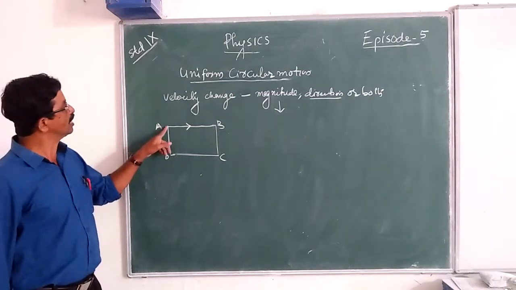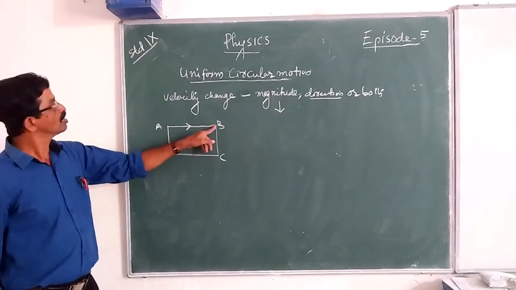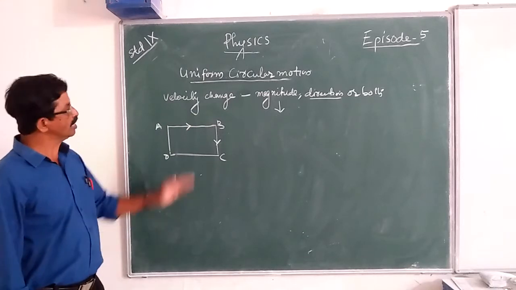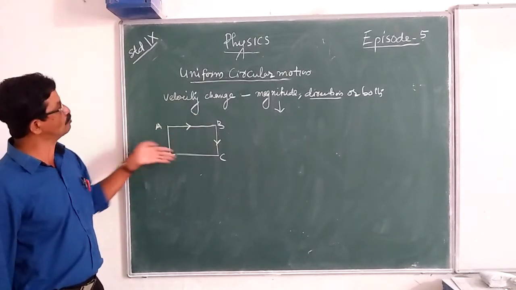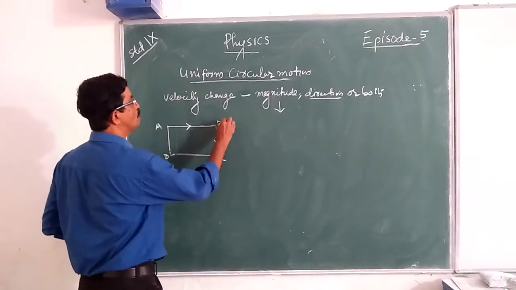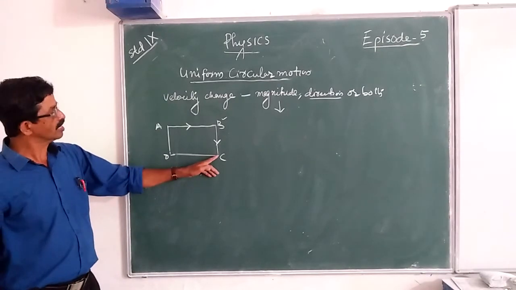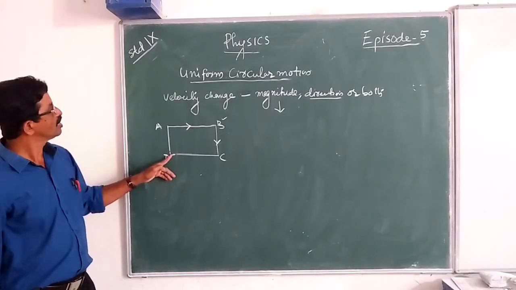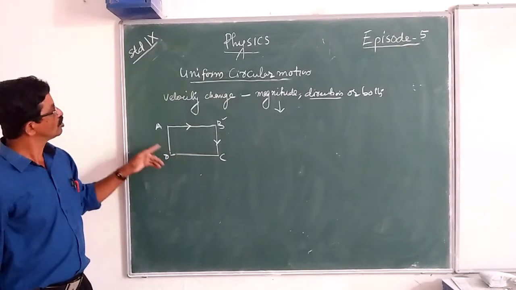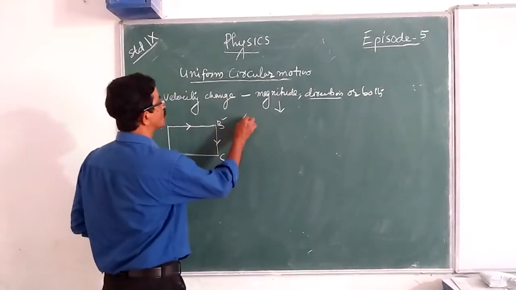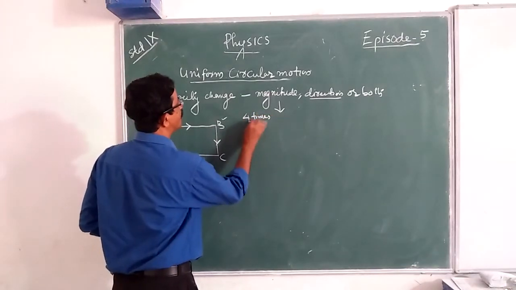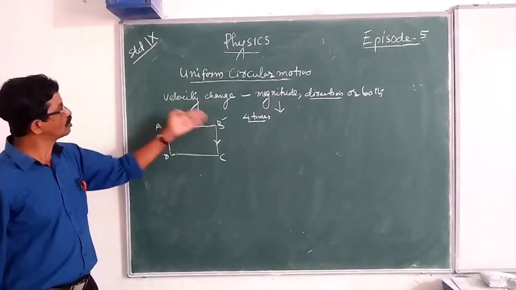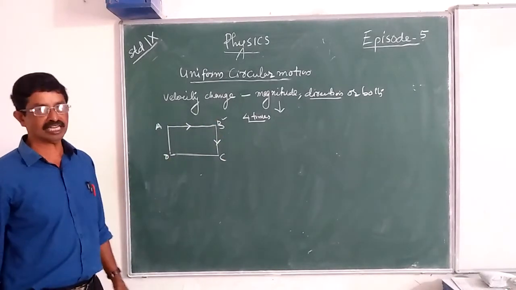At first he is running along the path AB. To keep to the path itself, in this closed path, he changed the direction at the point B. Then he changed the direction at the point C. Then he changed the direction at D. That means he changed the direction 4 times in order to keep his path in this closed pattern.